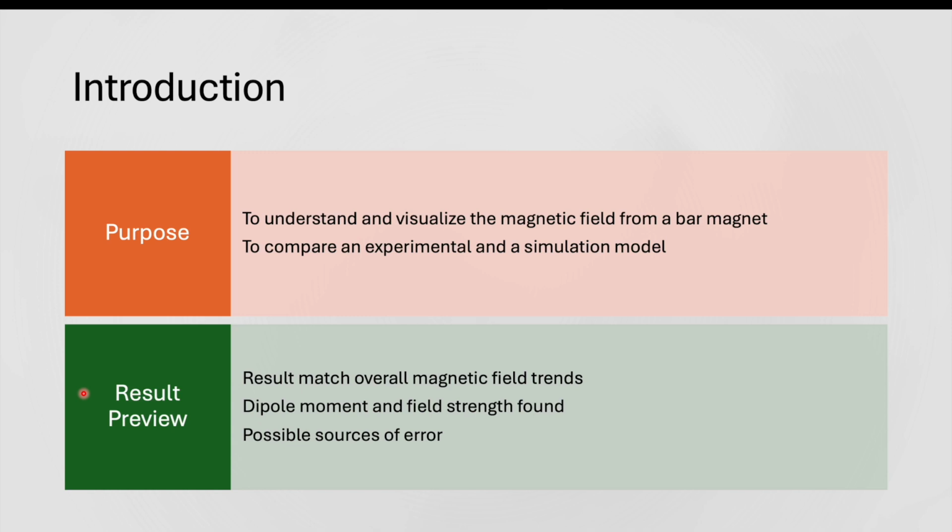We'll see that the result matched the overall trend of magnetic fields, so we'll see more in detail how magnetic fields should impact different points at different places. We'll also see that the dipole moment and the field strength are found, but there's also significant error somewhere in the experiment, and we'll talk more about it later.